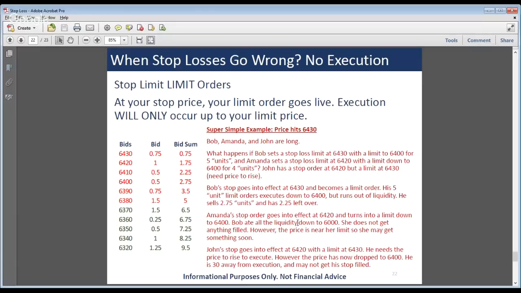What about Amanda? Remember, Bob just executed all the way down to 6,400 because his stop was first. As that's happening, Amanda's stop goes into effect at 64.20 and turns into a limit down to 6,400, and it depends on the exchange. I have a typo here, but Bob ate the liquidity down to 6,400. She may not, depending on the exchange, get anything filled. And even if she gets something filled, it's not going to be anywhere near her full allocation.